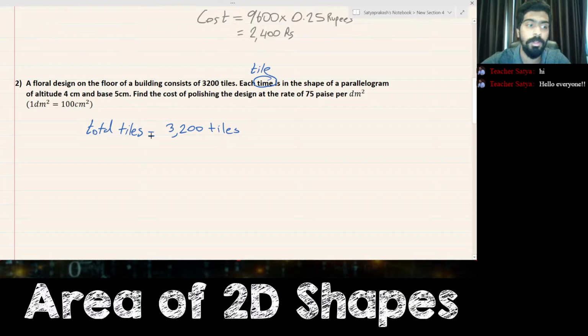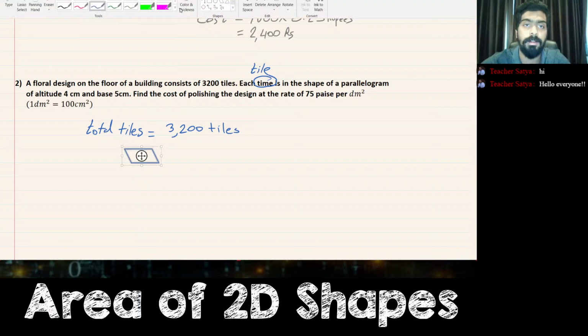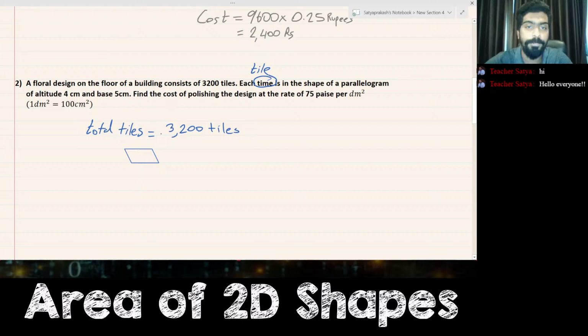Alright guys, so let's draw out a parallelogram. So this is our tile, and it has the altitude, which is the height, as 4 centimeter, and the base is 5 centimeter, right? Now find the cost of polishing the design at the rate of 75 paise per dm square.